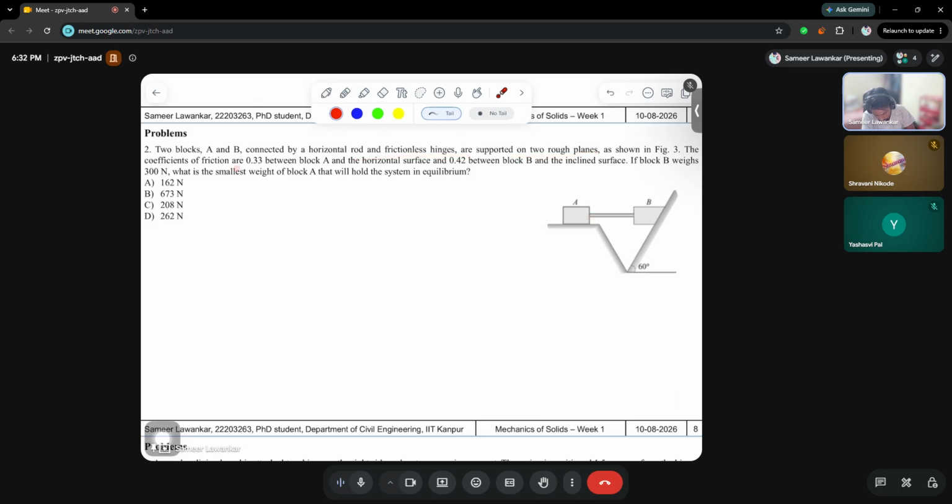The coefficients of friction are 0.33 between block A and the horizontal surface, and 0.42 between block B and the inclined surface. If block B weighs 300 newtons, what is the smallest weight of block A that will hold the system in equilibrium? So you just need to calculate the value of W of A.